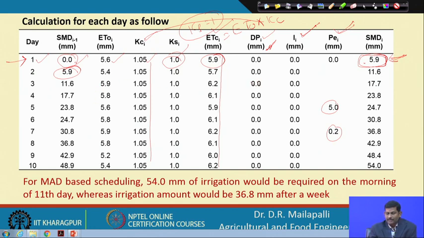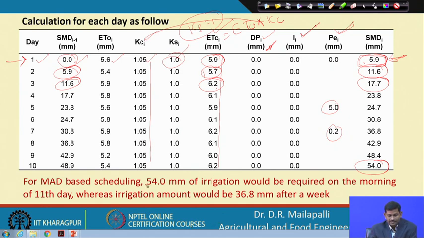Then you find this 5.7 minus everything, and then plus 5.9, 5.7 plus 5.9 you get 11.6, and 11.6 comes here. Then you estimate, and you get 6.2, this is the loss. So 6.2 loss, and then this is the difference 11.6. Summing up you get 17.7. Similarly, daily you go one by one and finally you get 54.0 at the end.